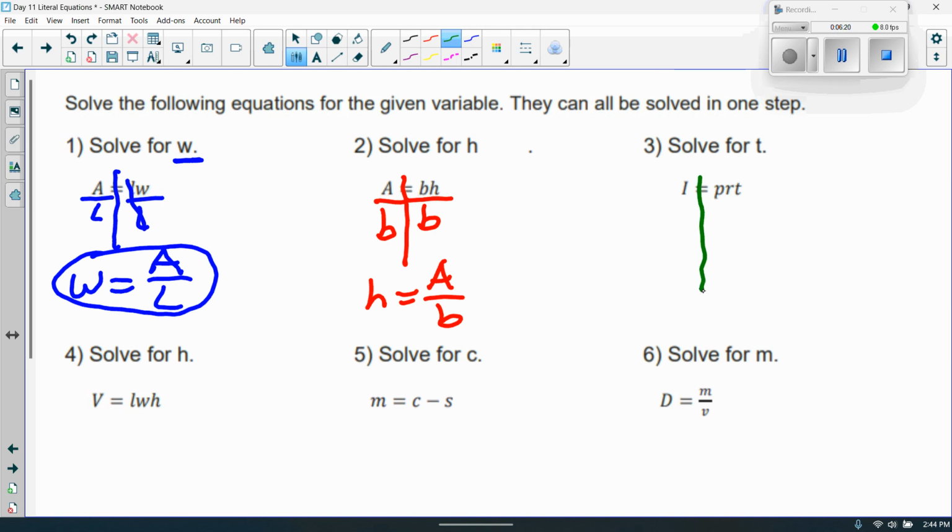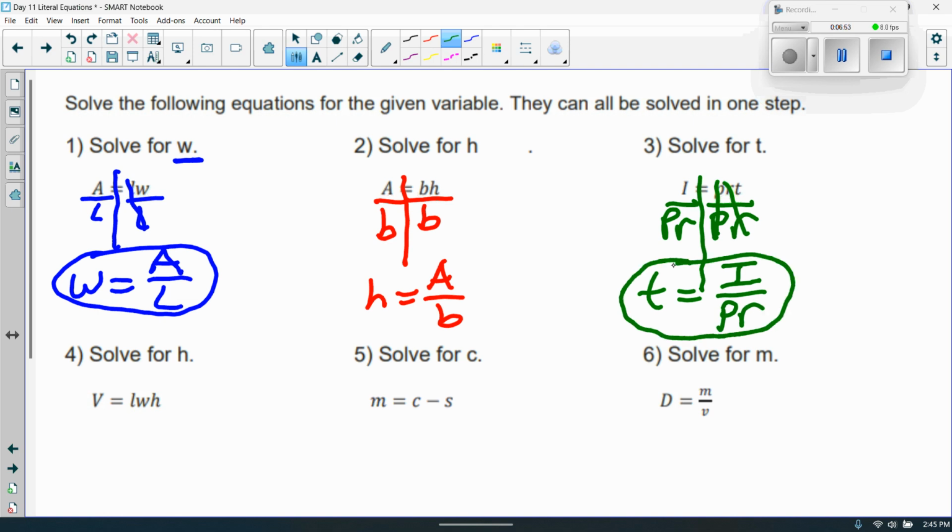Now we're solving for T. Oh no, there's more letters with it. Who cares? Again, it's on the right side. I see a P and an R also on that side. You need to get rid of them. If they're all attached to each other, then it must be multiplication, so the way to get rid of them is to divide by them. So we're going to divide by P and R. There they go, and you're left with T equals I over P R. And that's your answer. Again, you know you're done when the letter you want is all by itself.